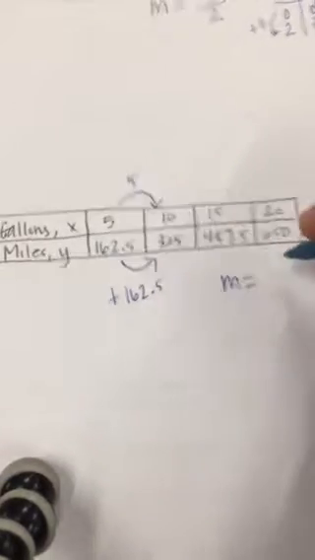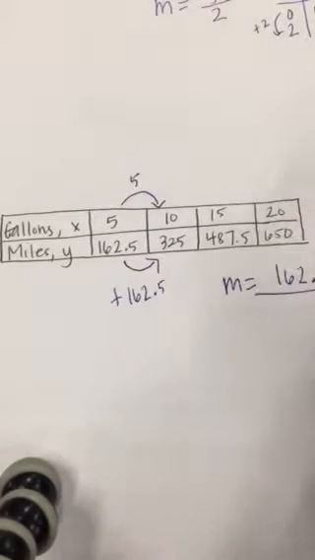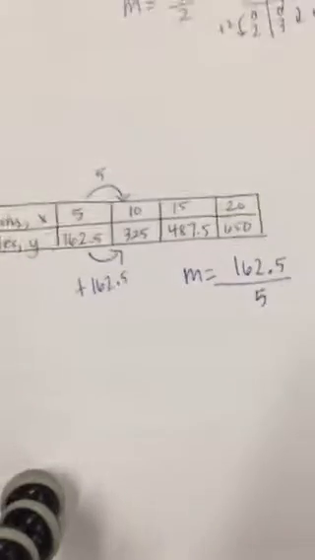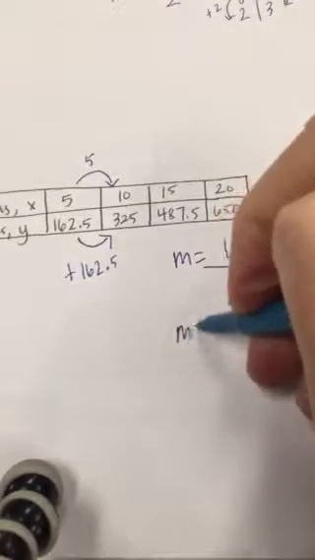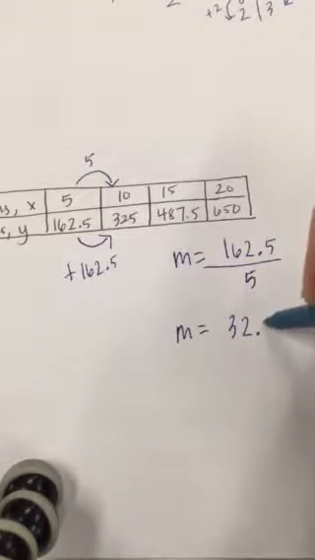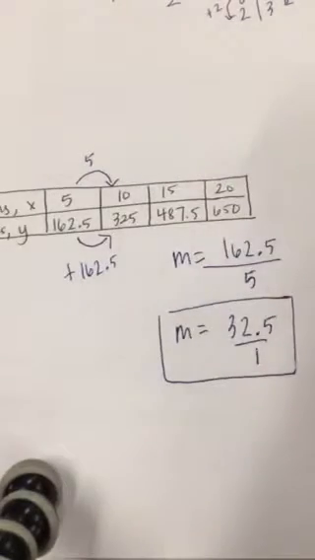That's slope. So I can take the change in y and put that over my change in x, and then I can simplify this just by dividing. And when I divide, I get 32.5 over 1. This right here is your slope, and we'll talk about what that means in a second, but I want to talk about another way to do that.